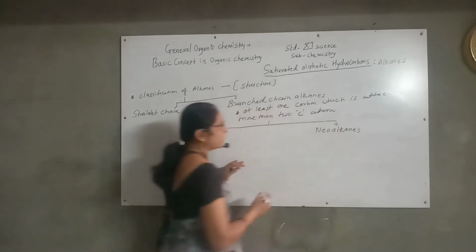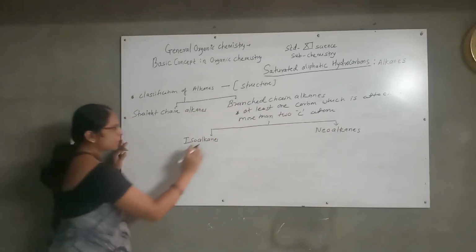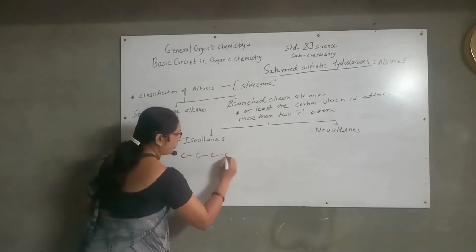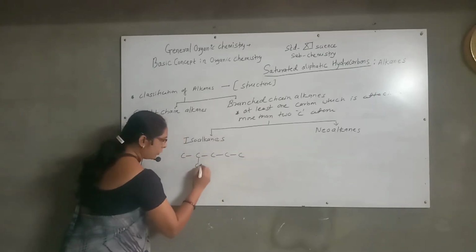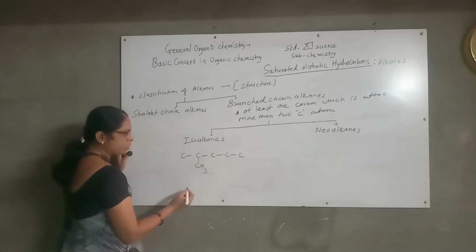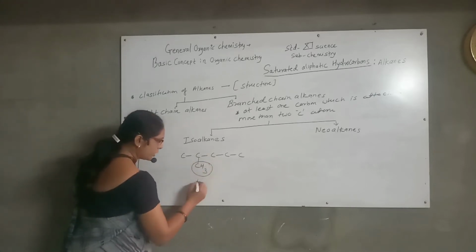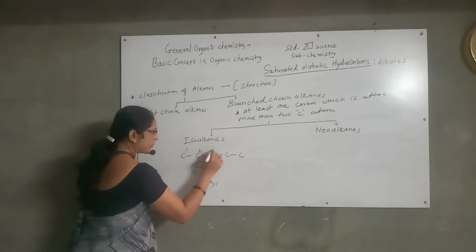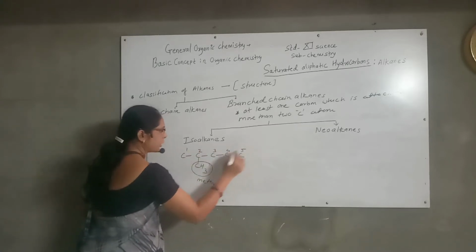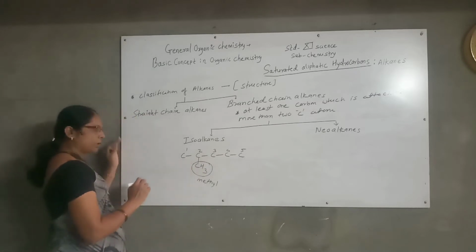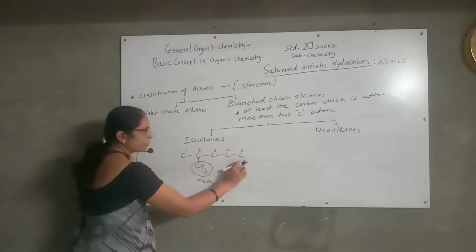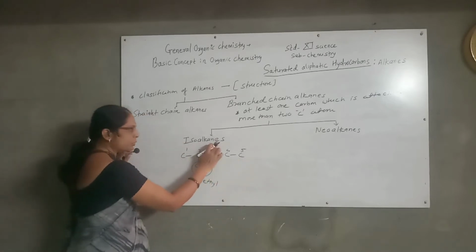So what are isoalkanes? Isoalkanes are the compounds in which there is one CH3. CH3 is called a methyl. There is at least one methyl group on the second carbon of the continuous chain, like this. There is one methyl group on the second carbon of the continuous chain. It is called an isoalkane.